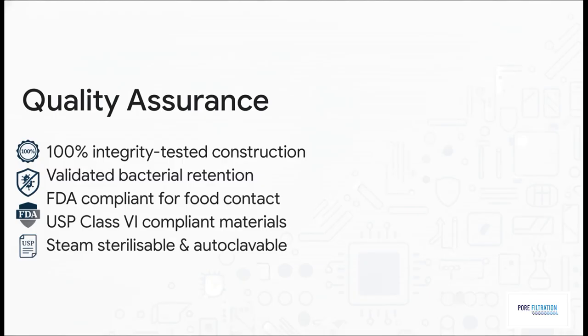And of course, when product quality is on the line, quality assurance is completely non-negotiable. Top-tier options like Sherpor offer 100% integrity-tested construction and individual traceability. From FDA food contact compliance to USP Class V materials, this is really the baseline level of confidence you need for critical applications. They provide validated bacterial retention, and yep, they are fully steam sterilizable and autoclavable, the whole shebang.